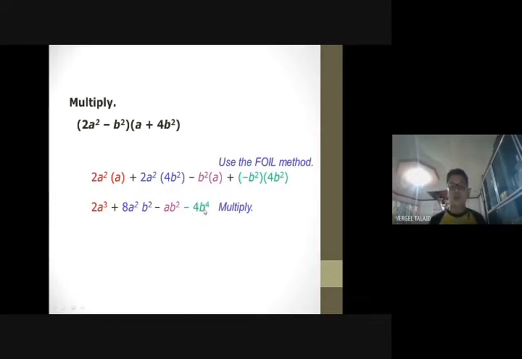Now, what have we noticed in our result? Since we don't have similar terms here, this is now our final answer: 2a cubed plus 8a squared b squared minus 4ab squared minus 4b to the power of 4. So that would be our final answer.